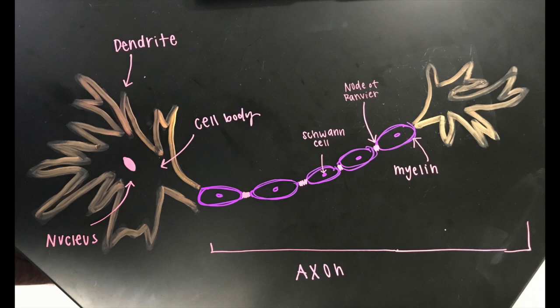Hi, today we are going to be talking about the process of action potential. This is a labeled diagram of a neuron. On the far left, you can see the dendrites, which receive incoming messages that activate the cell. Within the dendrites, there's a cell body and a nucleus.